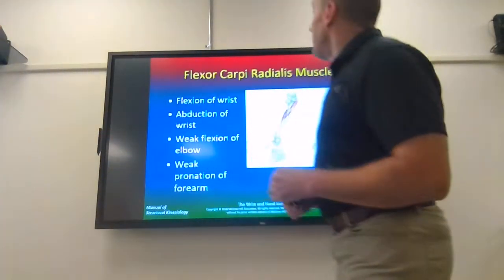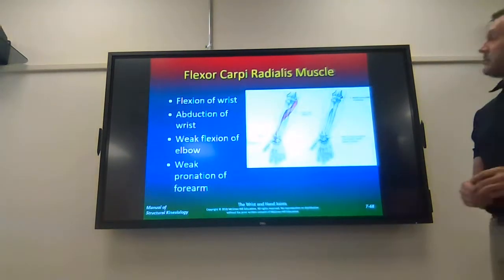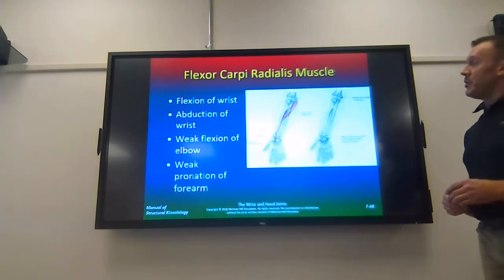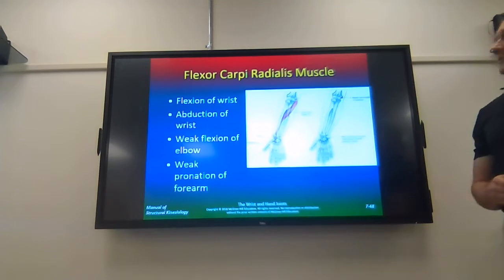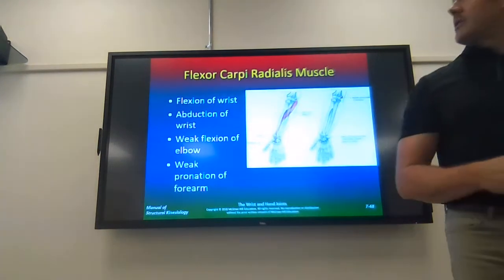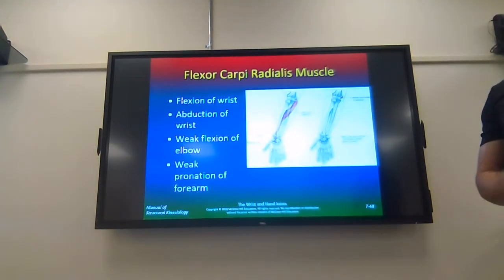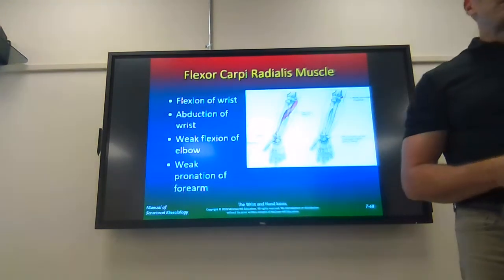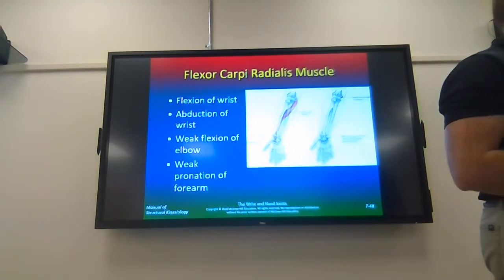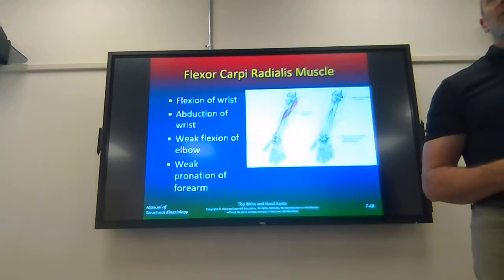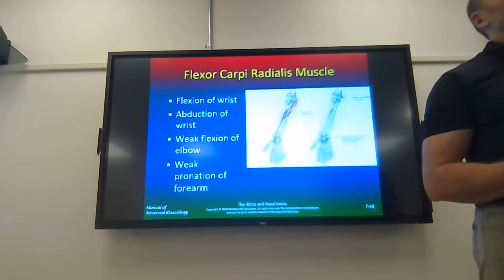So getting into some of these muscles and looking at attachment points, origin and insertion points. We have a flexor carpi radialis muscle. So you know for sure it's a flexor and an abductor, or radial deviator, of the wrist.